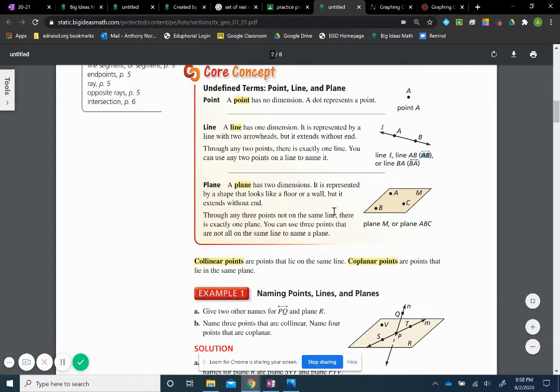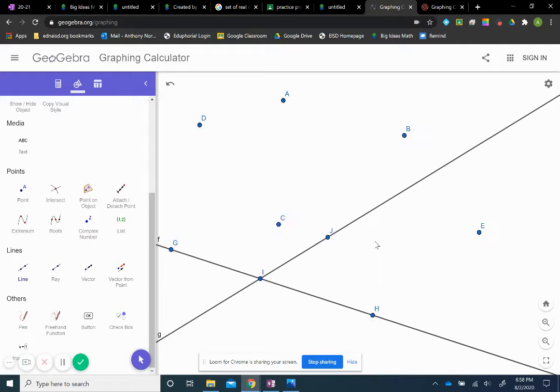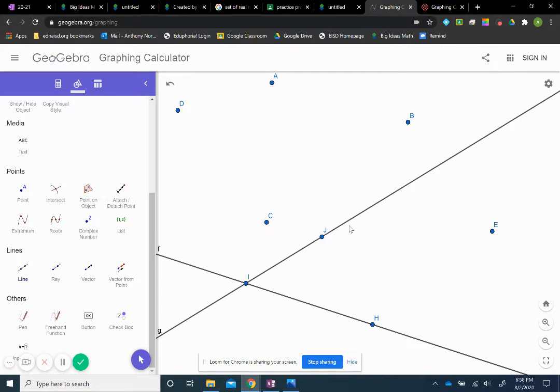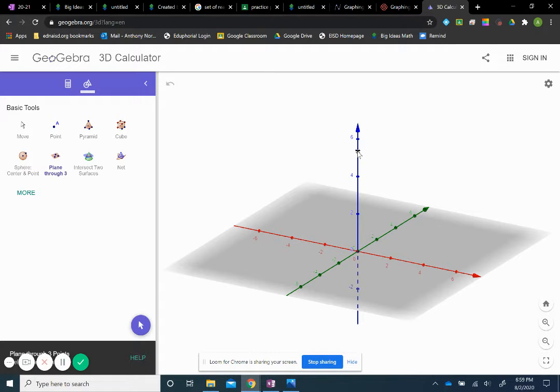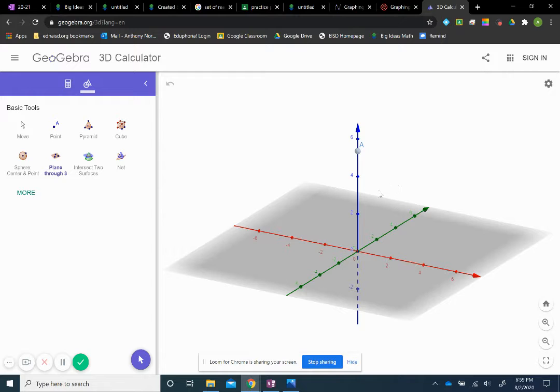The next one is a plane. Through any three points not on the same line, we have a plane. We can think of this sort of like a wall or a sheet of paper. In this context, I've put it in a three-dimensional graphing calculator. A plane is between any three points. So this is a plane, a flat sheet going up, going down, going through. Any three points create a plane.